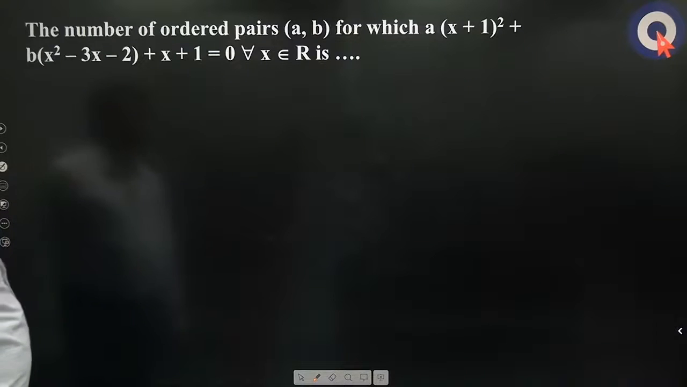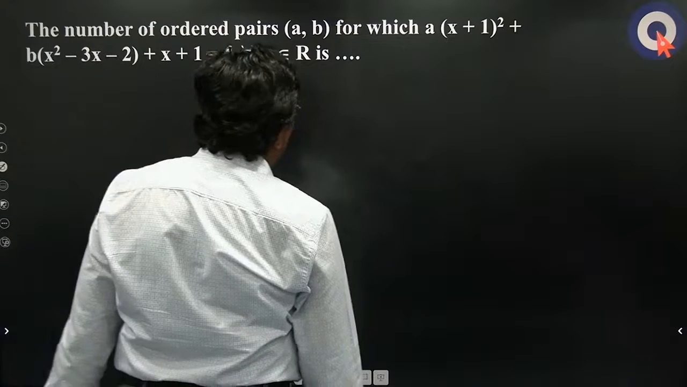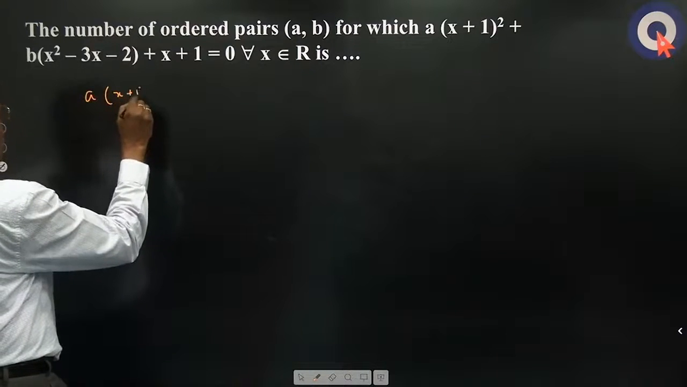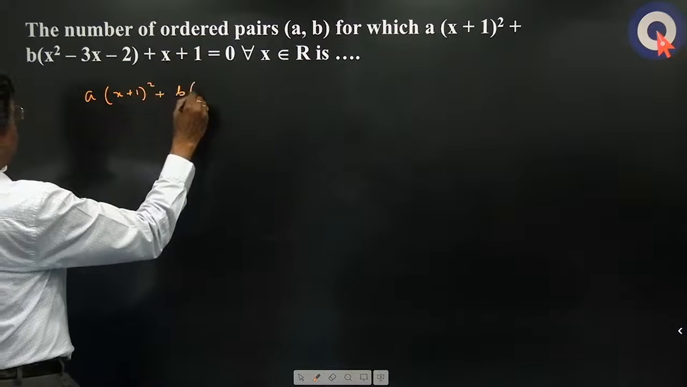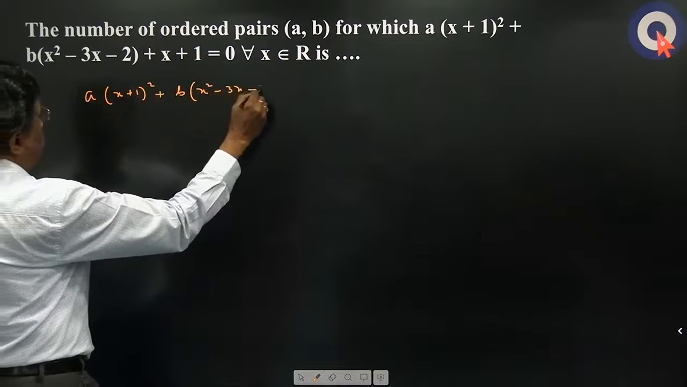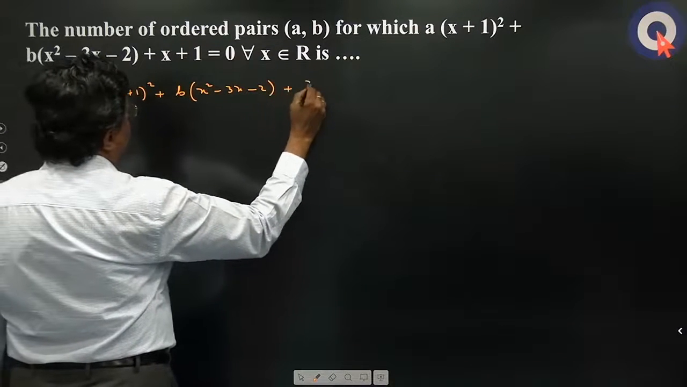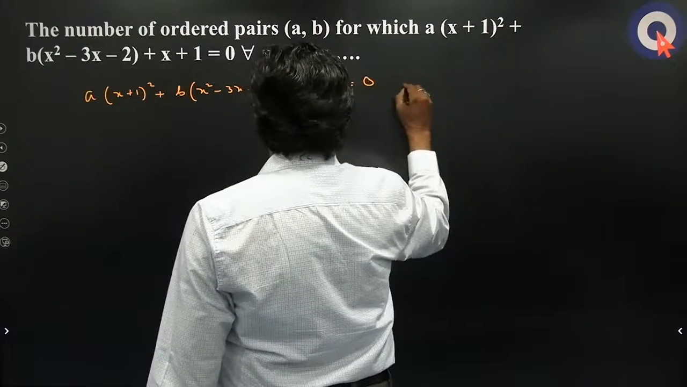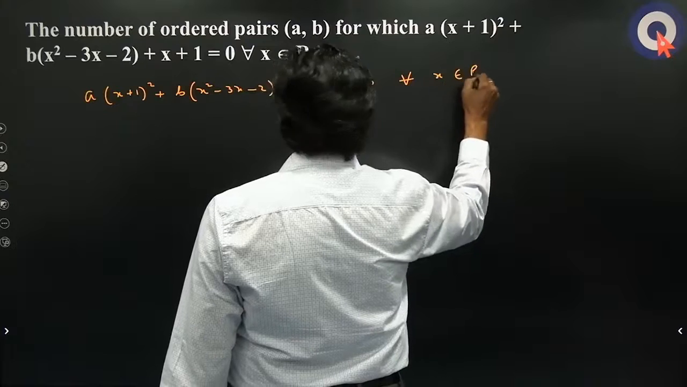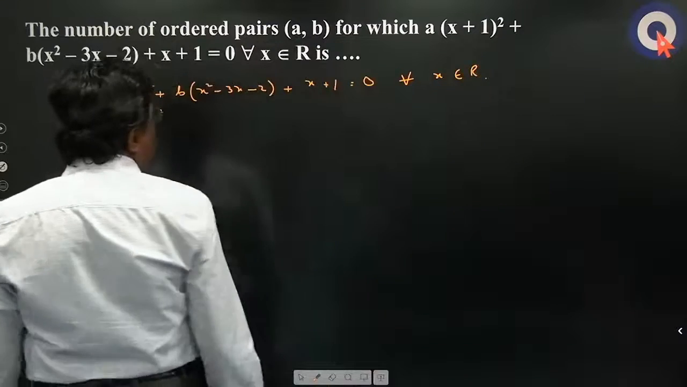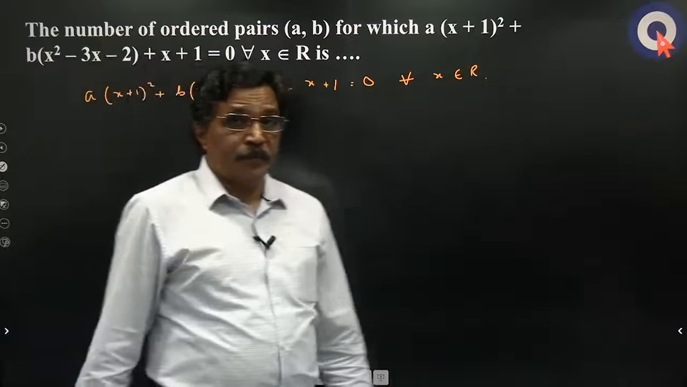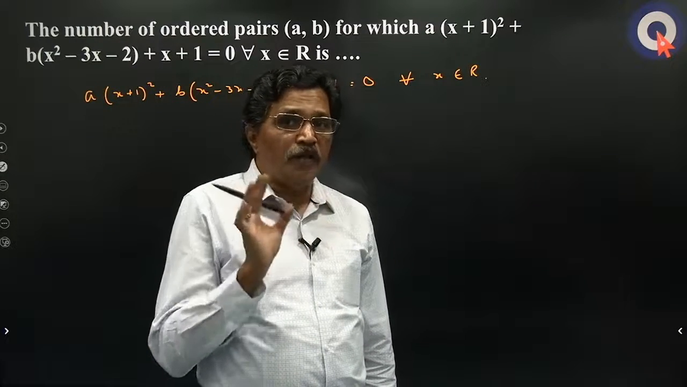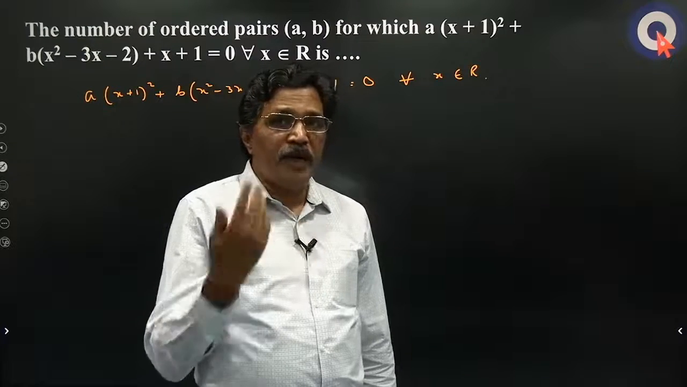The number of ordered pairs (a, b) for which a(x + 1)² + b(x² - 3x - 2) + x + 1 = 0 for all x belongs to R. Now, what is this? It should become 0 for all x belongs to R, which means it should vanish identically.